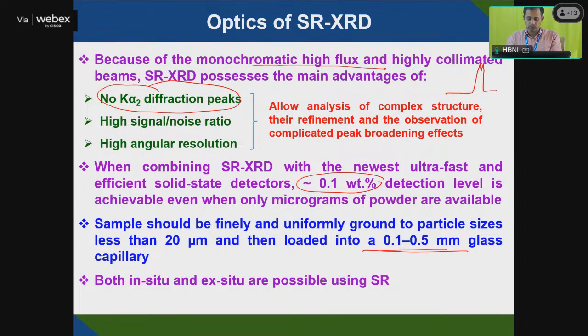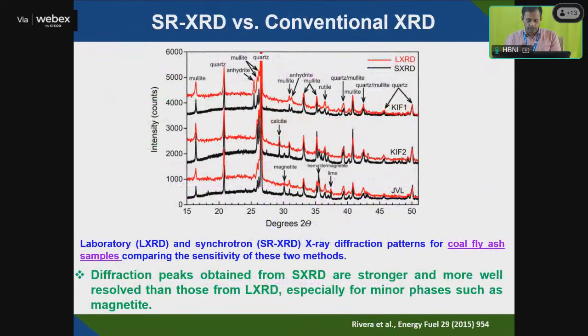On that you have to load the sample, and then you will get the structure. So both ex situ and in situ is possible using synchrotron analysis. You can do an in situ experiment, applying a particular temperature or particular pressure, and see how the crystal structure and phase behavior change. Also, you can do heat treatment at different temperatures, and that ex situ analysis can be done.